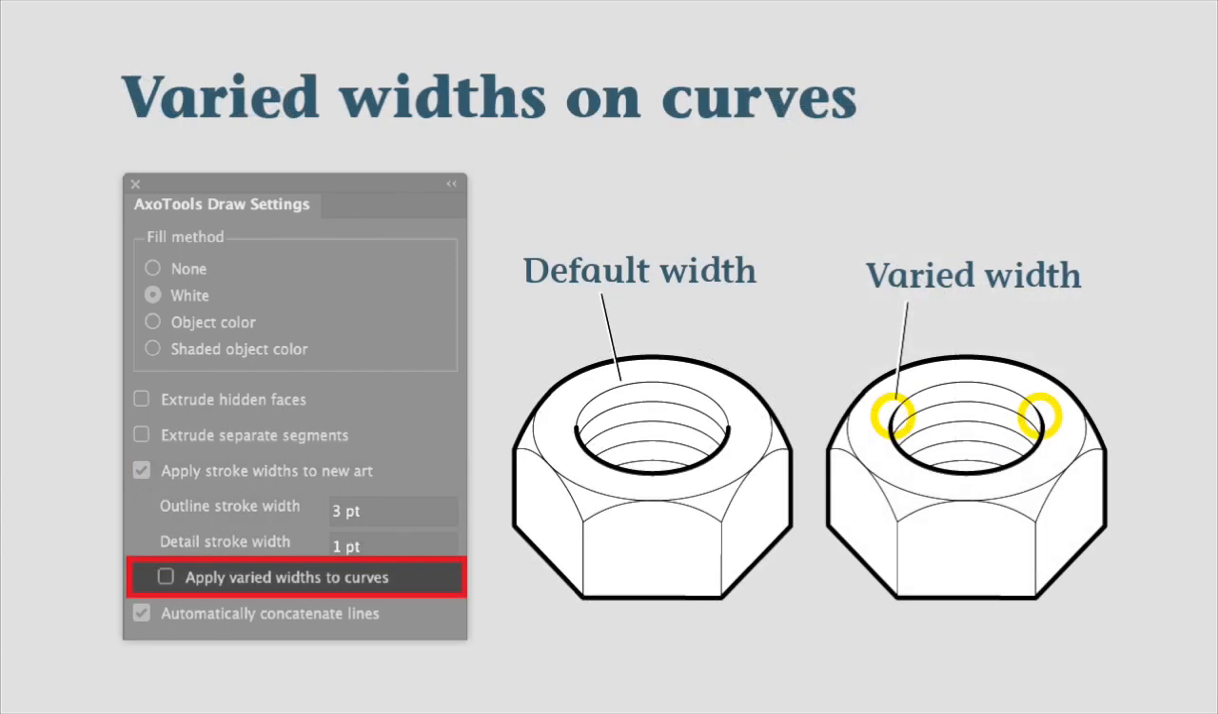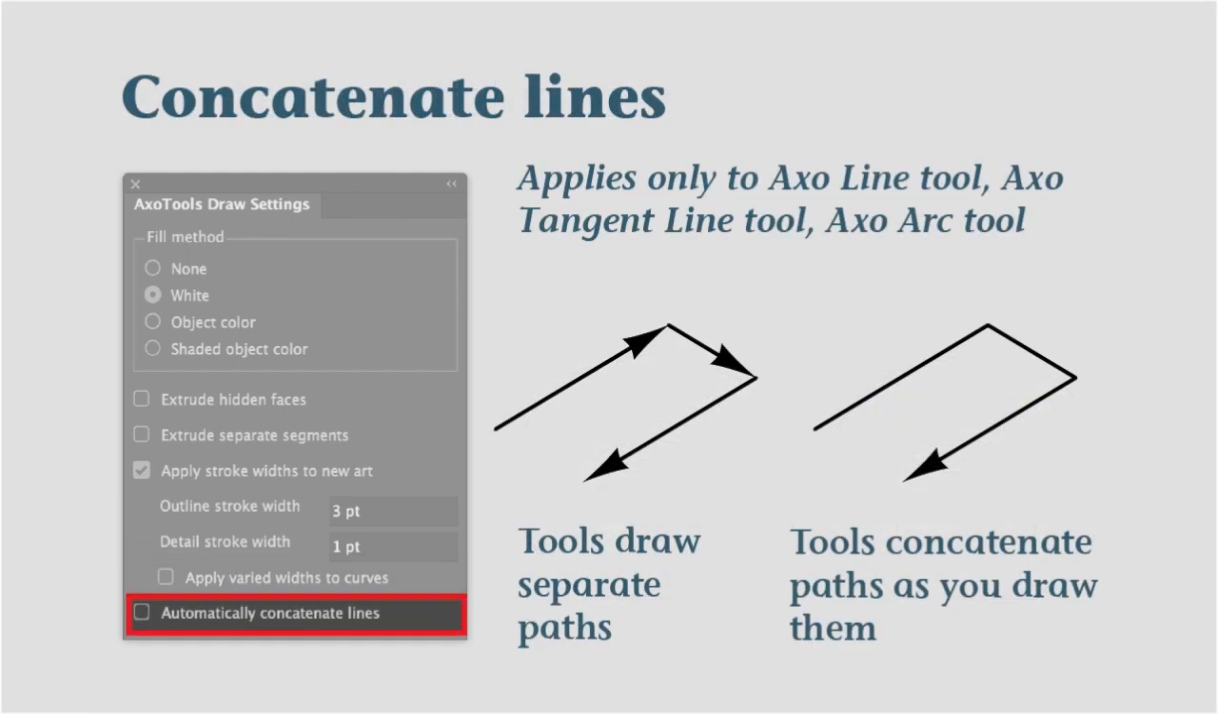In some cases, it's helpful to apply varied stroke widths, where thin lines become wider at the ends, where they blend into thick lines. You can automatically concatenate lines and curves you draw when the last option is checked.